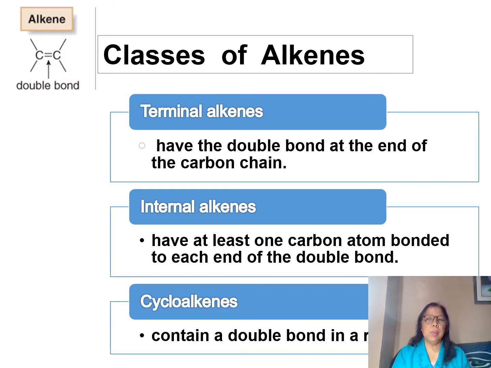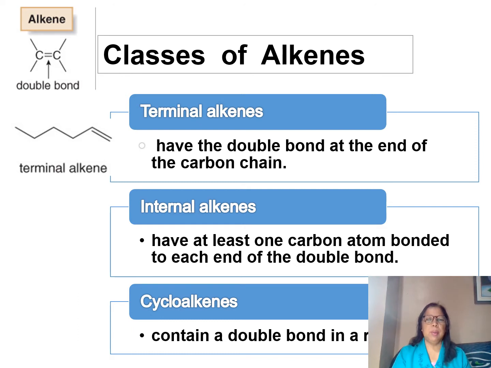There are different classes of alkenes, depending on where the double bond is positioned. You have the terminal alkene, wherein the double bond is placed at the end, just like your bus terminal, the end of your travel. And then you have internal alkenes, wherein the double bond is found at least at the center or after one carbon atom. And then you have cycloalkenes. These are the alkenes that could be found in your aromatic substances.